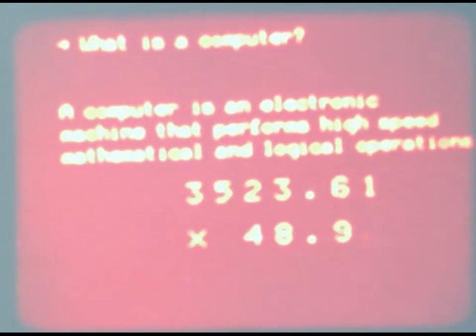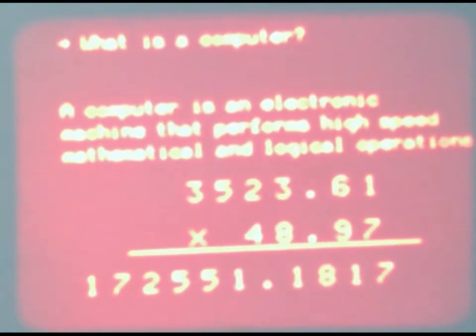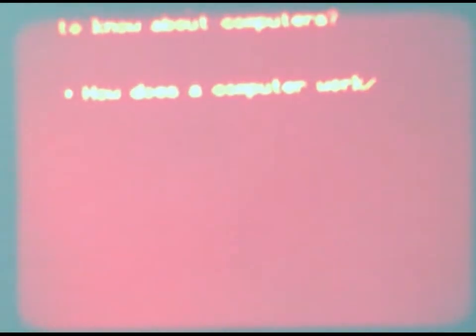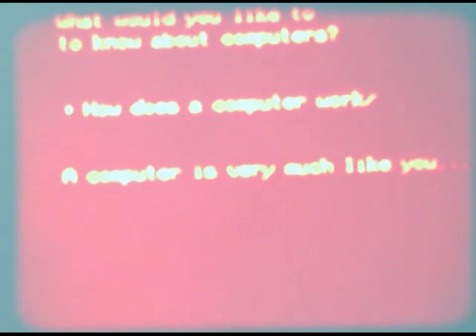A computer is an electronic machine that performs high-speed mathematical and logical operations. We call this electronic data processing. A computer is very much like you when you're trying to solve a problem.